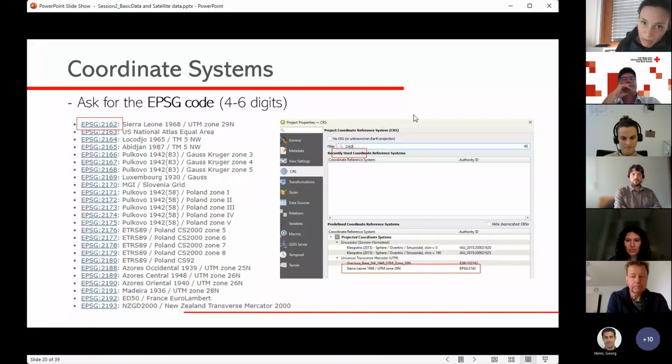If you don't know the code in a certain region, don't hesitate to ask a local what they're usually working with, either a GIS person or a surveyor or someone who works with coordinates, or then just stick to a UTM zone, a Universal Transverse Mercator. It's one of the most common that we know and basically also see every day whenever we open Google Maps or any other web maps.